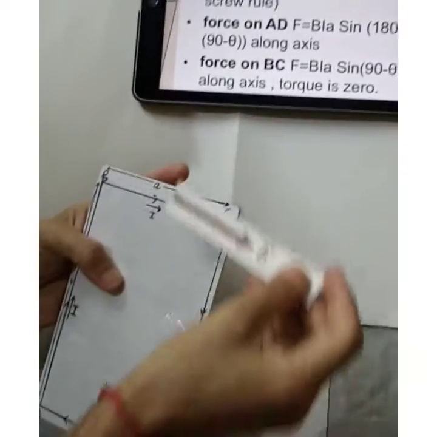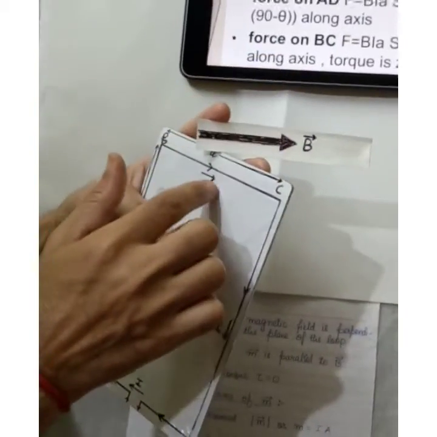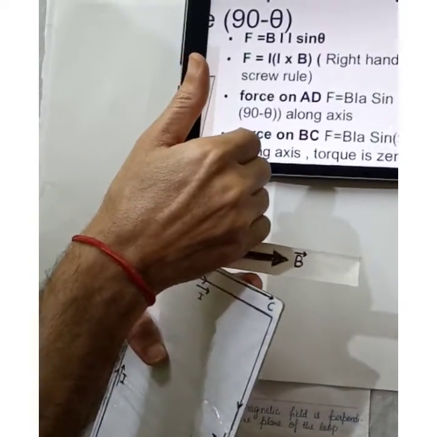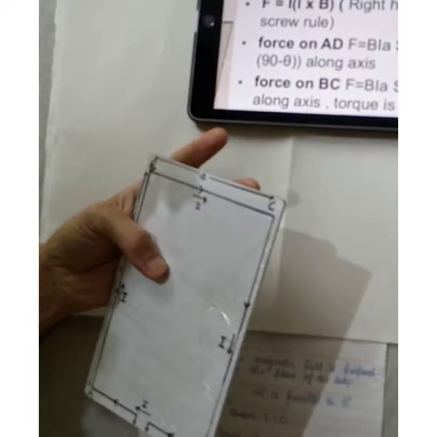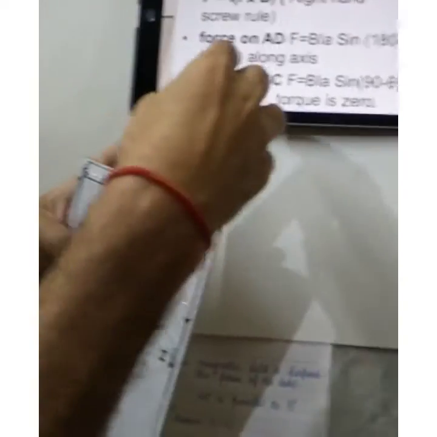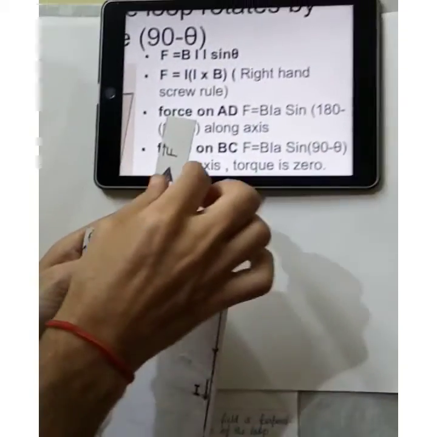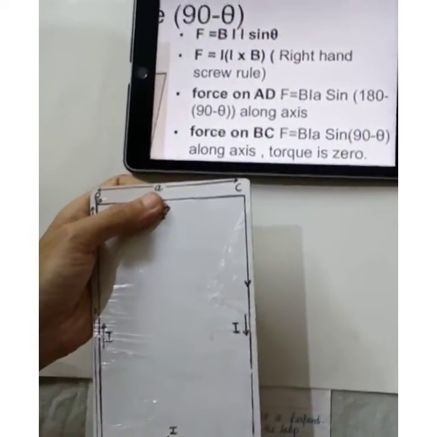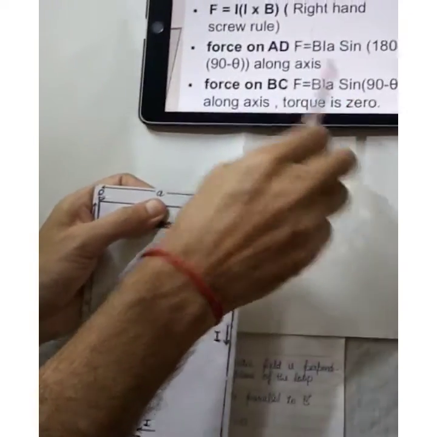Now along the axis we have to see the direction, that is, we have to curl our fingers from the current to the magnetic field, and that gives the force along the axis upward. So the force is upward. Do these two forces result into a torque? No. Both the forces are along the same line of action. So therefore the torque is 0.